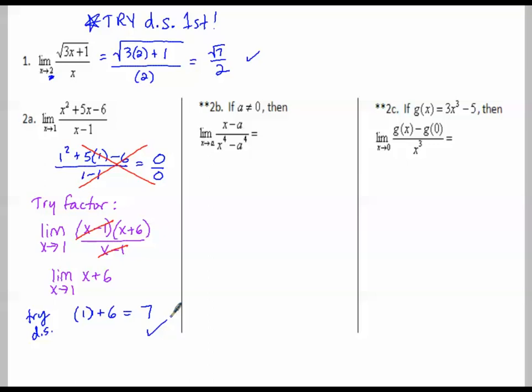Let's look at the next one. If I try direct substitution, a minus a on top, a to the 4th minus a to the 4th on the bottom, 0 over 0. Does not work. It's indeterminate. So let's think about something else we can do. Maybe you can pause the video and try it yourself.